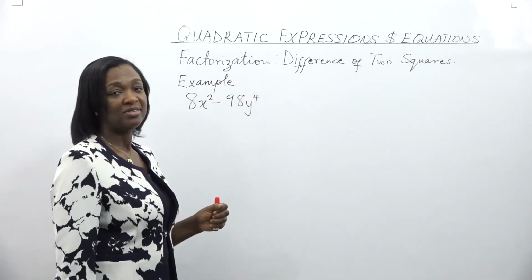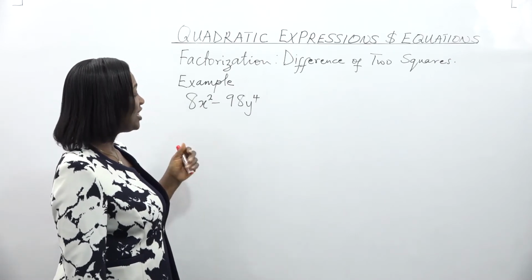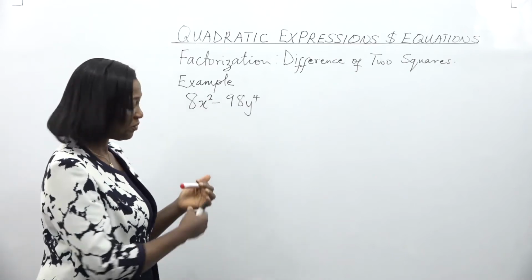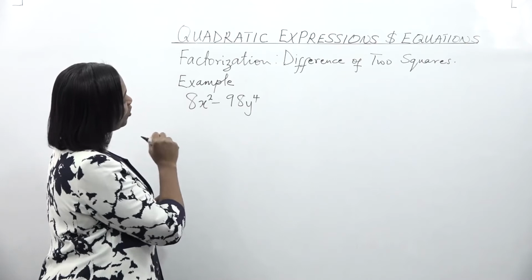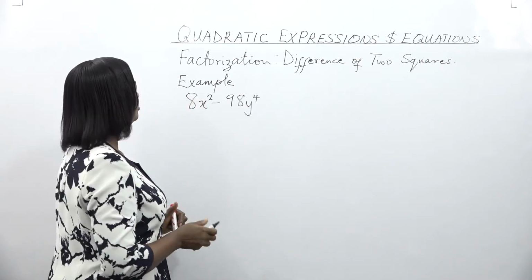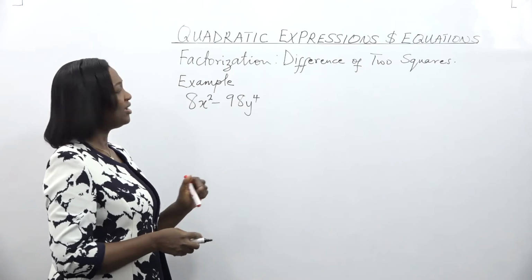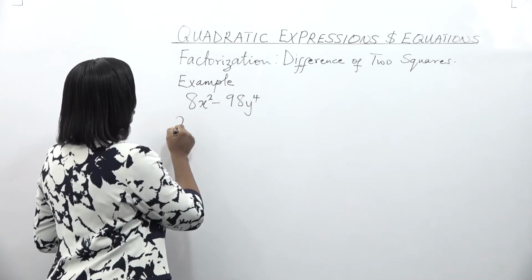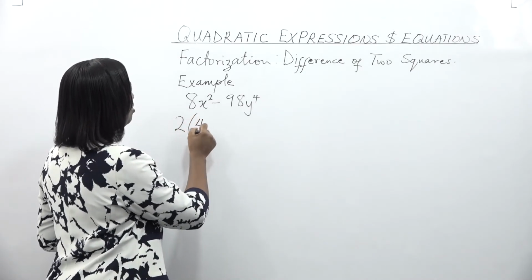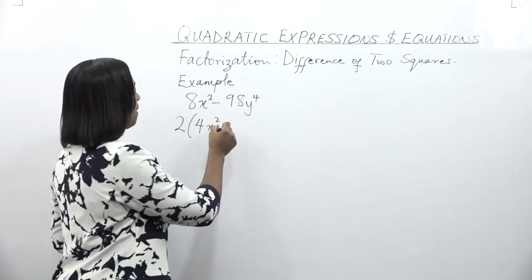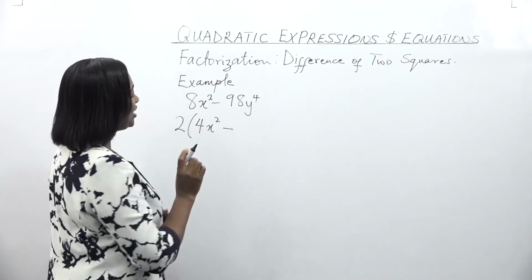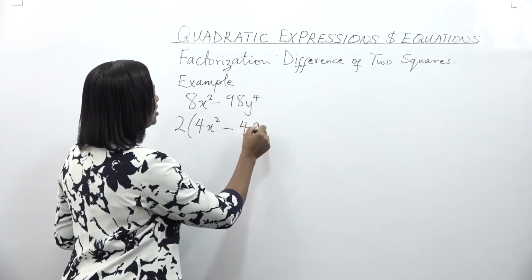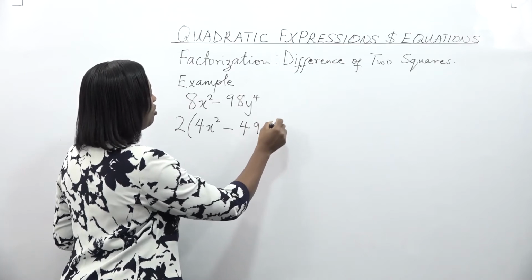In this next example, you might not immediately see that there is a difference of two squares. Let's factorize and see. 8x squared minus 98y to the power 4. 8 is an even number, and 98 is an even number. So 2 is a common factor. 2 into 4x squared minus half of 98, which is 49. So we have 49y to the power 4.